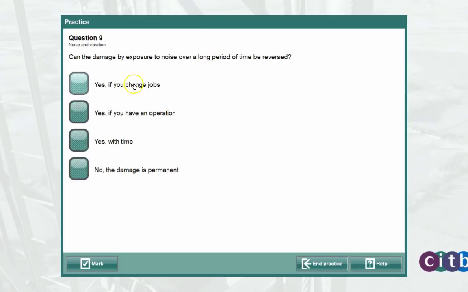Can the damage by exposure to noise over a long period of time be reversed? Yes, if you change jobs. Yes, if you have an operation. Yes, with time. No, the damage is permanent.